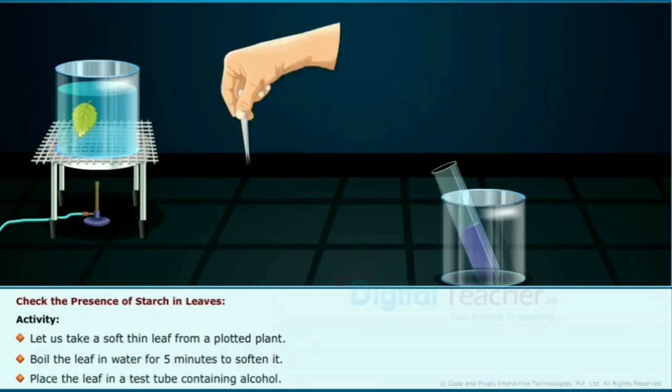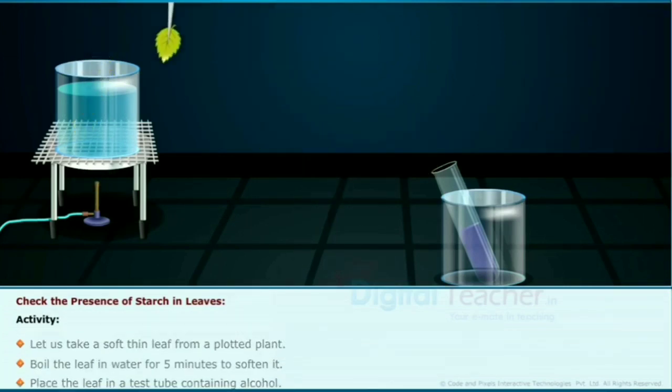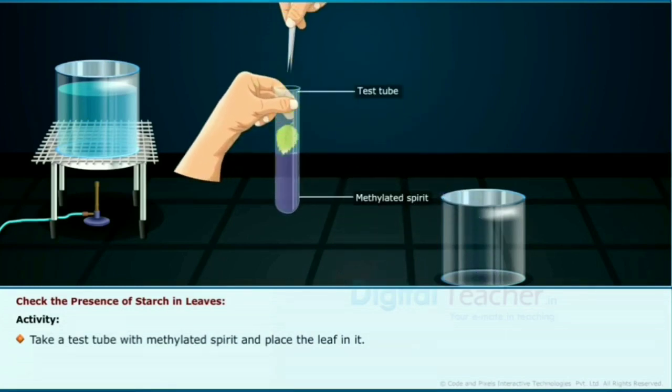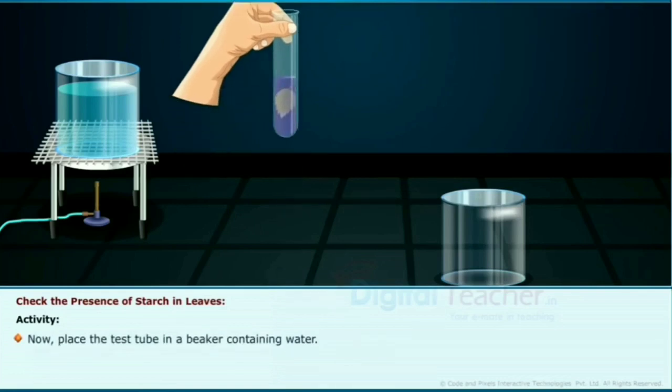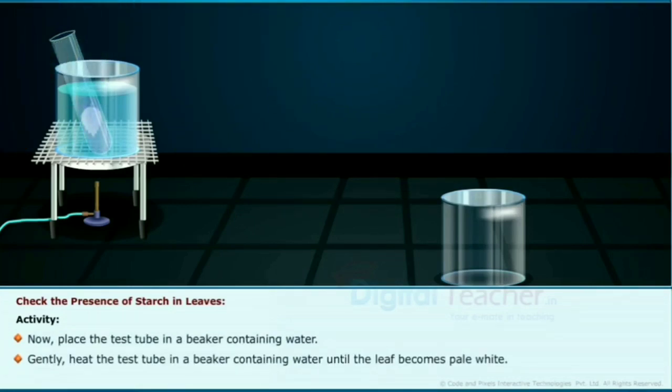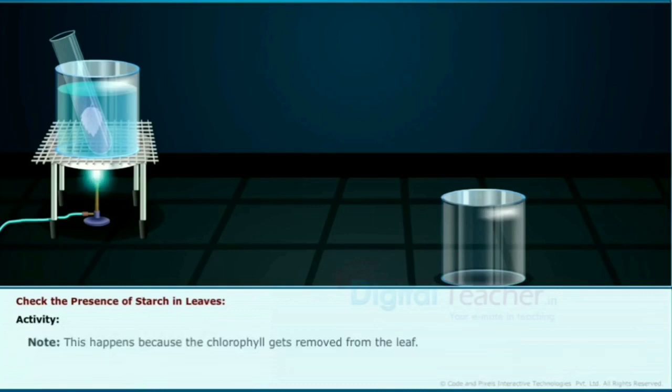Place the leaf in a test tube containing alcohol. Take a test tube with methylated spirit and place the leaf in it. Now, place the test tube in a beaker containing water. Gently heat the test tube in a beaker containing water until the leaf becomes pale white. Note, this happens because the chlorophyll gets removed from the leaf.